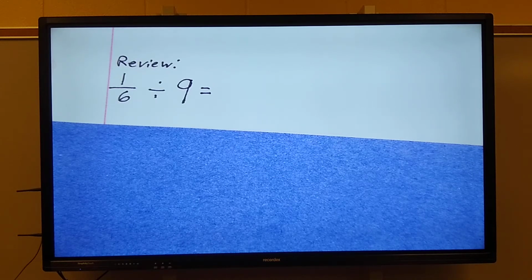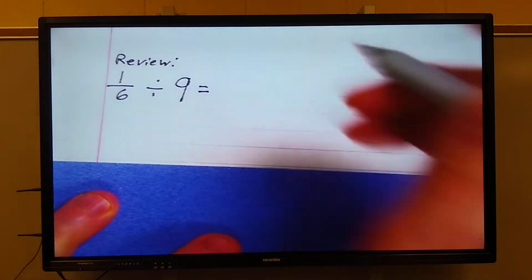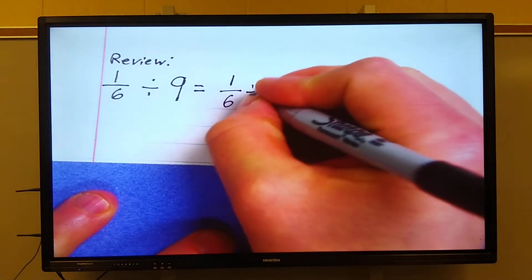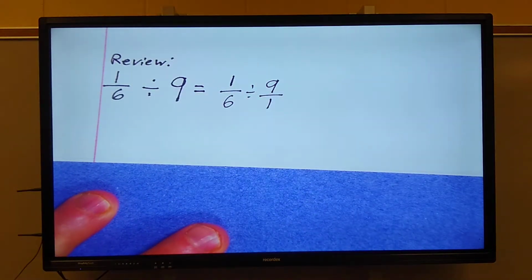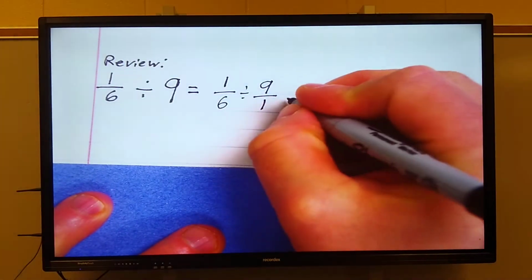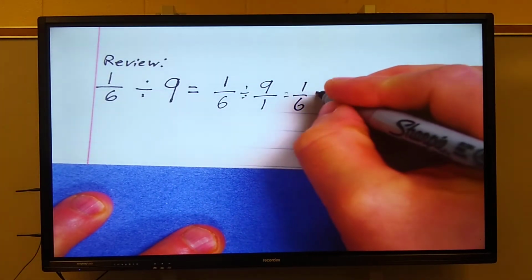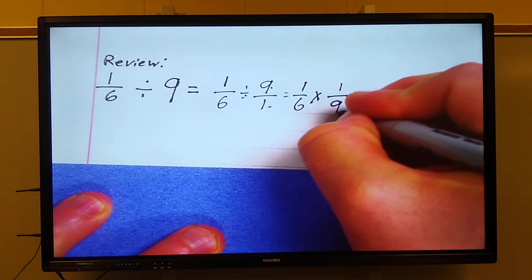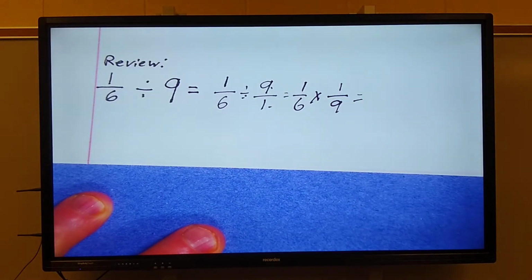All right, let's see how bad you did. 1/6 is my dividend. 9 is a whole number. I must change it to a fraction by putting a 1 underneath. Now, 1/6 stays the same. Division becomes multiplication, and I find the reciprocal of my fraction. 9 over 1 becomes 1 over 9, 1 ninth. And then I just multiply straight across.